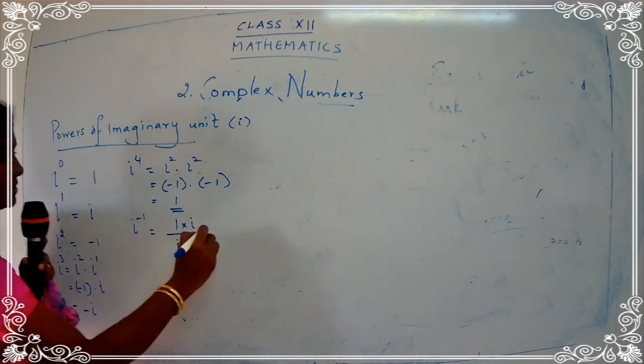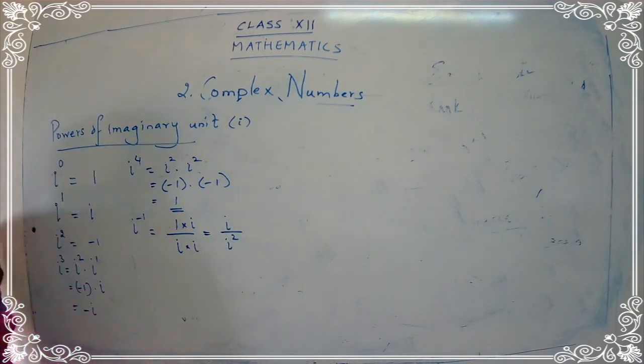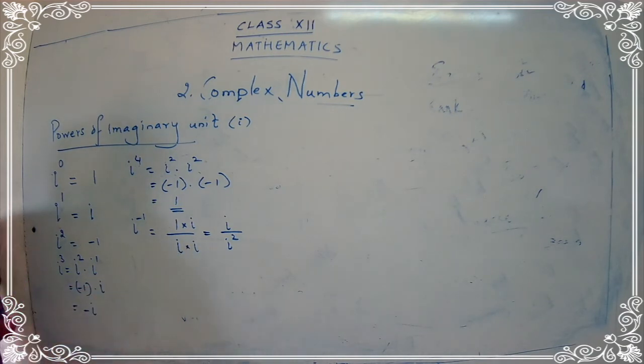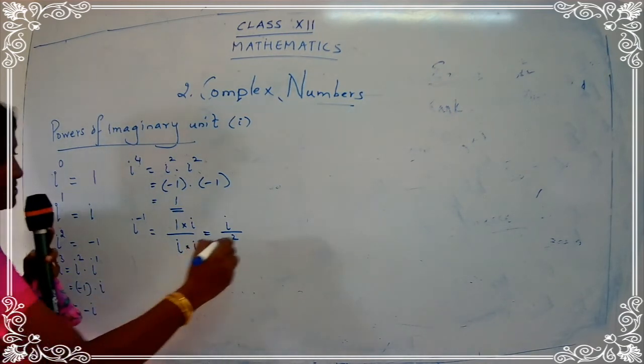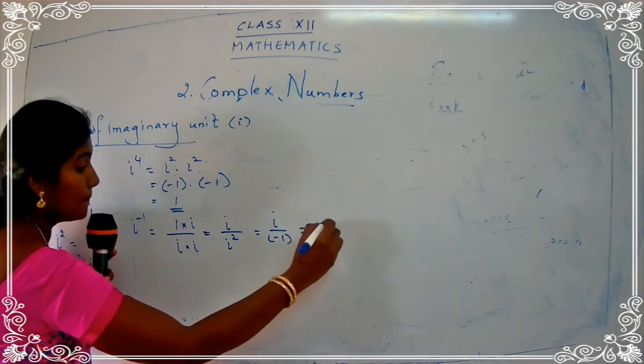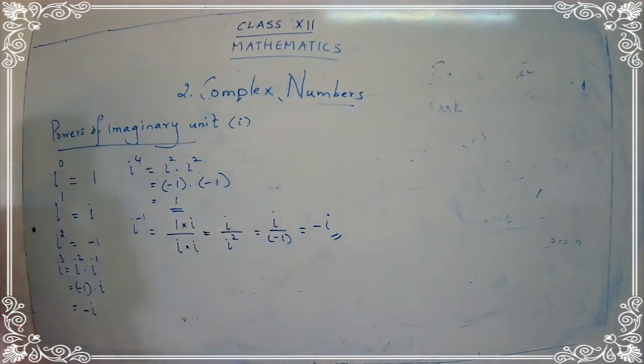Okay, so this is i upon i square. i into i square. I know the value for i square. What is the value for i square? Minus 1. Yes, so this is i upon minus 1. So the answer is minus i. The minus comes over here. So i upon 1 minus i.